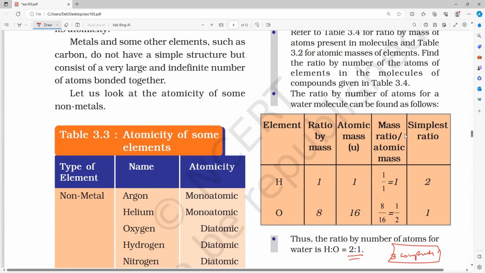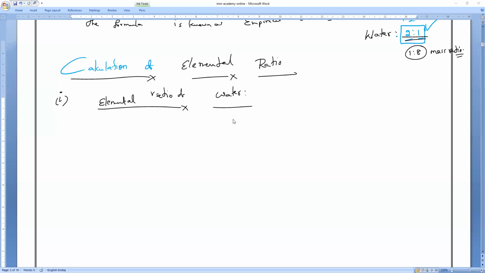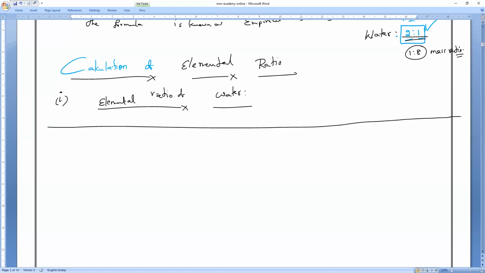Now what they are saying, see, the tabular column: element, ratio by mass, or we can call it mass ratio. Then another one, I will say atomic mass. Next, mass ratio by atomic mass. Next, simplest ratio. I will change the tabular column, and you also modify it accordingly. So now all of you keep writing the heading: simple elemental ratio of water. Headings. Element.